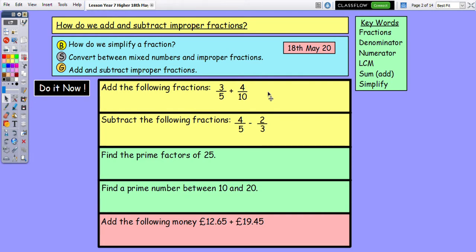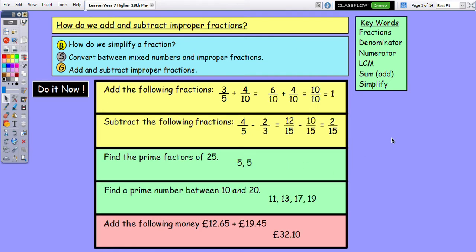Okay, so lots of you would have done this already. I know that set 1 have already done this, adding and subtracting fractions. You should be okay at adding and subtracting fractions. These are proper fractions, and a few random questions. So I want you to pause the video and have a go at the questions, and I'll do the answers in a second. Okay, those are the answers. You should have got 10 over 10, or 1, for the first question.